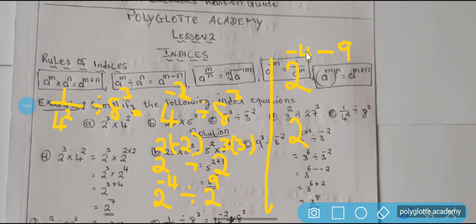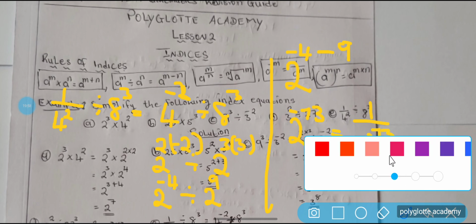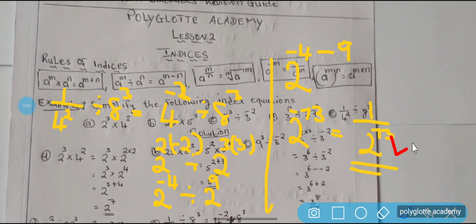So I will take 4 plus 9, which will give me 13. And their sign is minus, the sign belonging to both. This will give rise to 1 over 2 to the power 13, since we don't leave our answer in negative index. So that was our answer, so we had it.